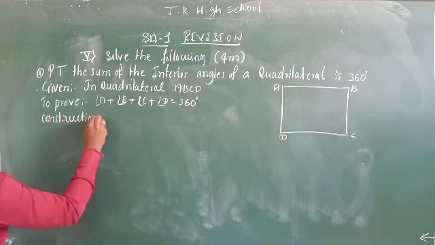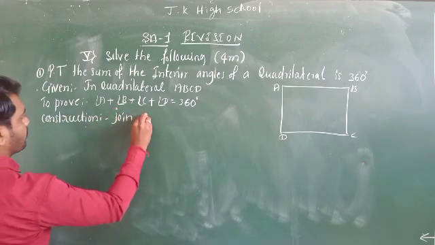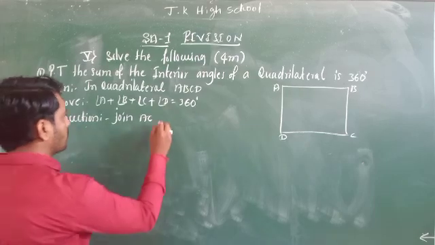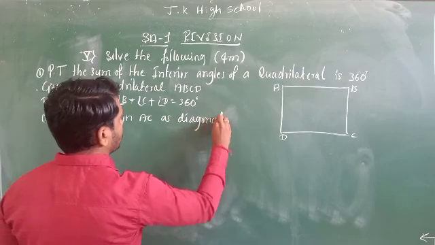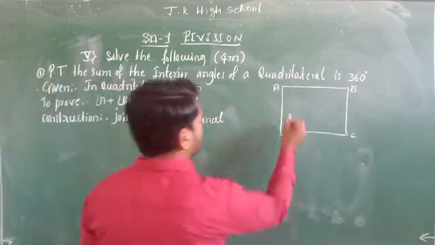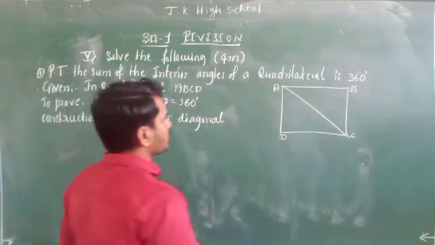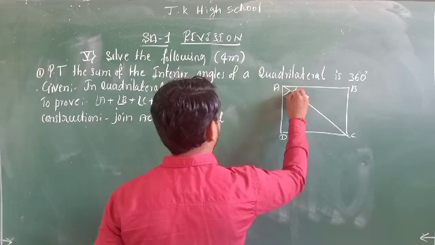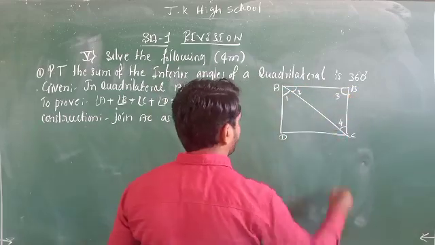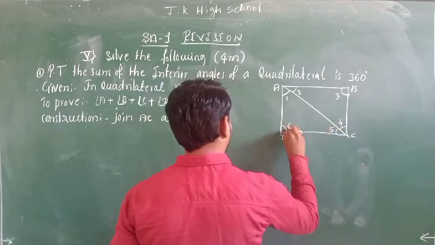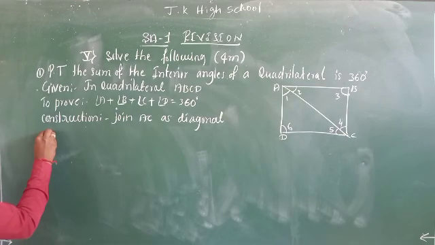Next term, construction: join AC as a diagonal. Understand? So join AC. So AC is also a diagonal of the quadrilateral. So after joining this, we will get how many angles? 1, 2, 3, 4, 5 and 6.